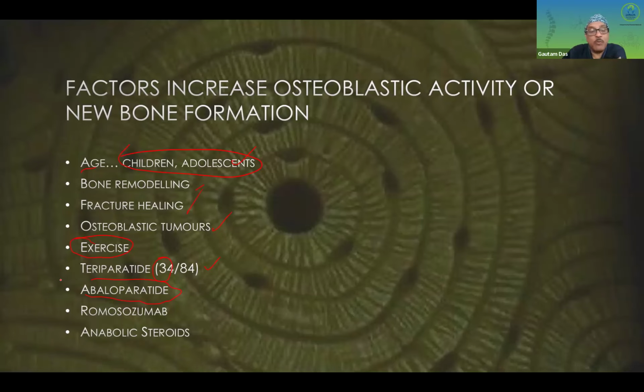And romosozumab, how does it act? Again, I told you, that is another one. Romosozumab basically acts by a dual mechanism. Teriparatide and abaloparatide only cause osteoblastic activity. But romosozumab, as I told, in our hospital we have been using for the last 1 year. Romosozumab has a dual action, like denosumab.